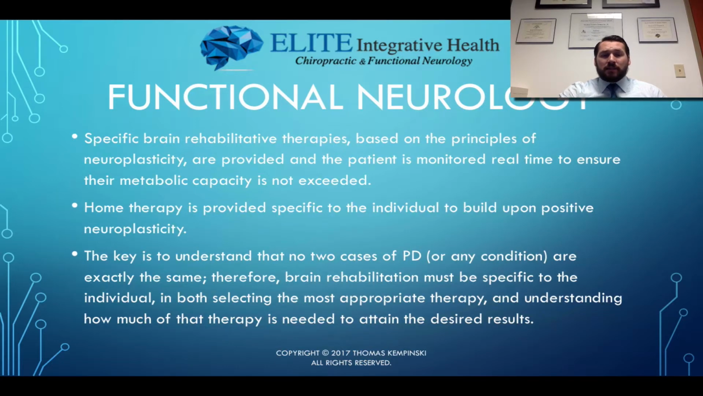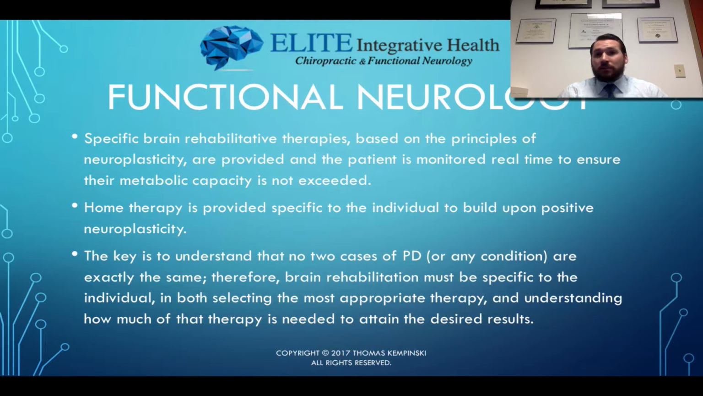And then from there, based on our neurologic evaluation, we provide specific brain rehabilitative therapies based on the principles of neuroplasticity, so trying to activate and reorganize the tissue with appropriate stimulation. Our patients are monitored real time, so we check the autonomics just to make sure we never exceed metabolic capacity, because that's when you can actually do harm and create more damage.